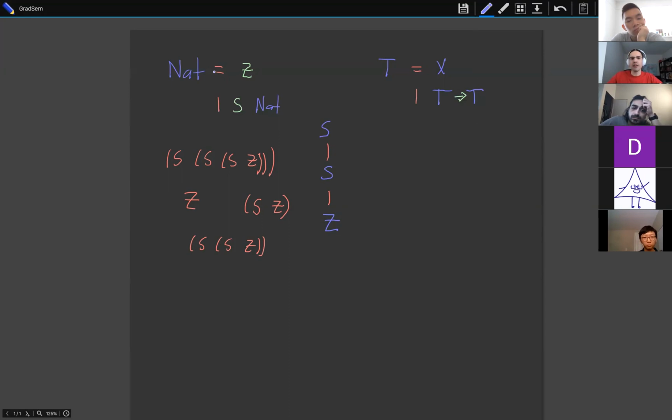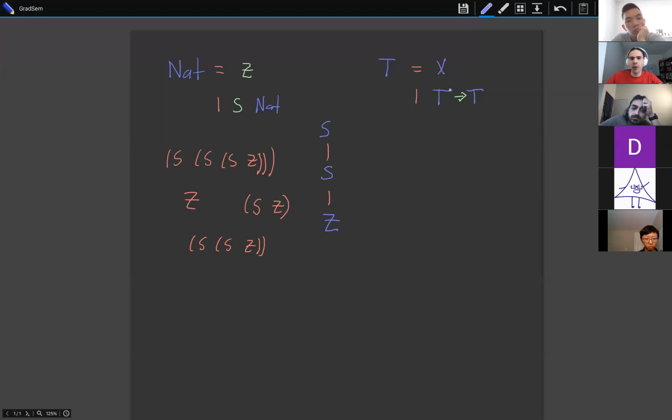So you can think of the grammar as defining a class of trees where z nodes are leaves and s nodes have one child. And these are rooted trees with ancestor-descendant relationships.